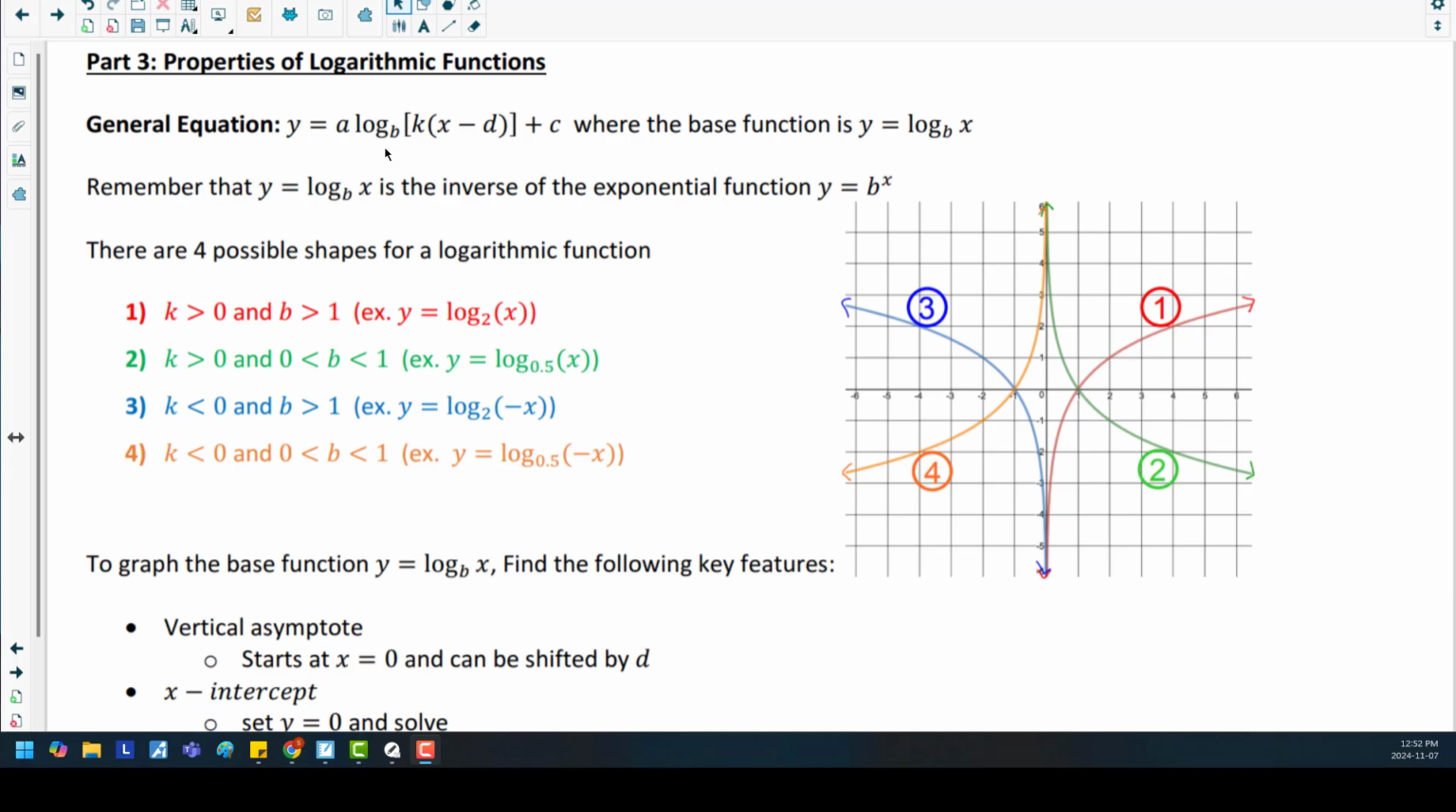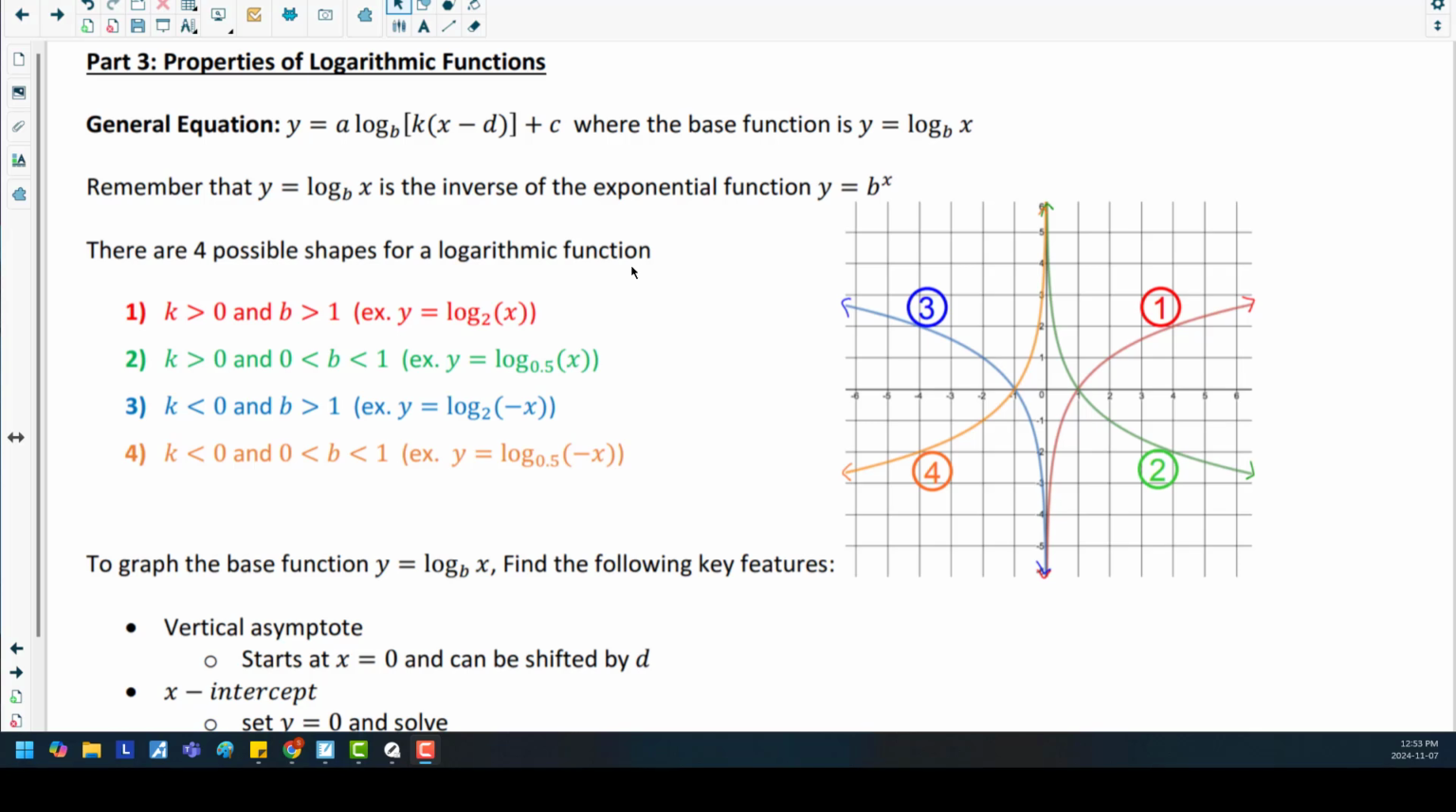So in this example, just like for exponential functions, you have a base number. For log functions, you also have a base value. And remember, the equation y equals log base b, x is the inverse of the exponential function y equals b to the power of x. So exponential functions and logarithmic functions are related in that they're inverses of one another.